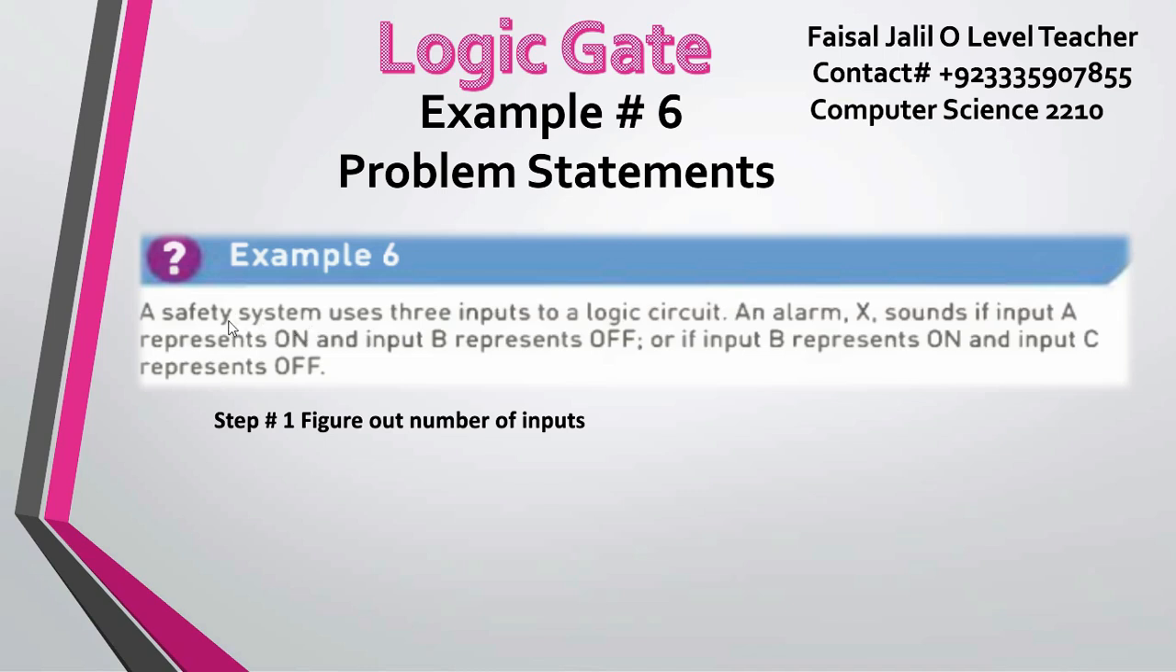There is no rocket science. A safety system uses 3 inputs to this logic circuit. That's it. So first of all we need to figure out the number of possible outcomes or the number of possible combinations for the truth table. So we use the formula 2 raised to power n. Why 2? Because we are using binary numbers. So this n indicates the number of inputs.